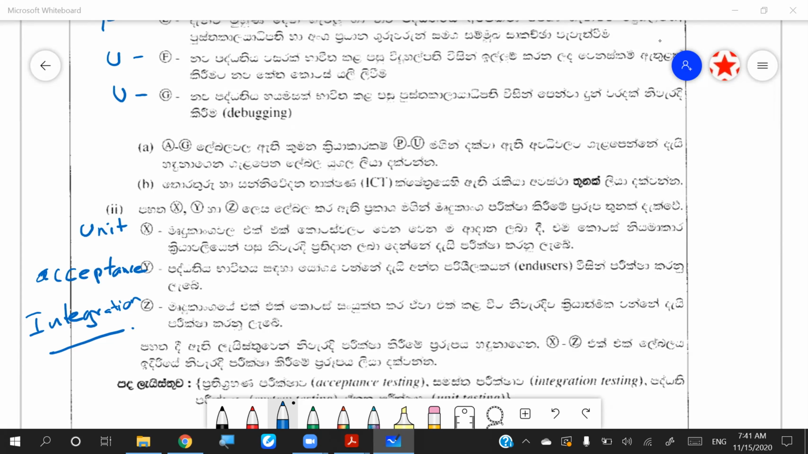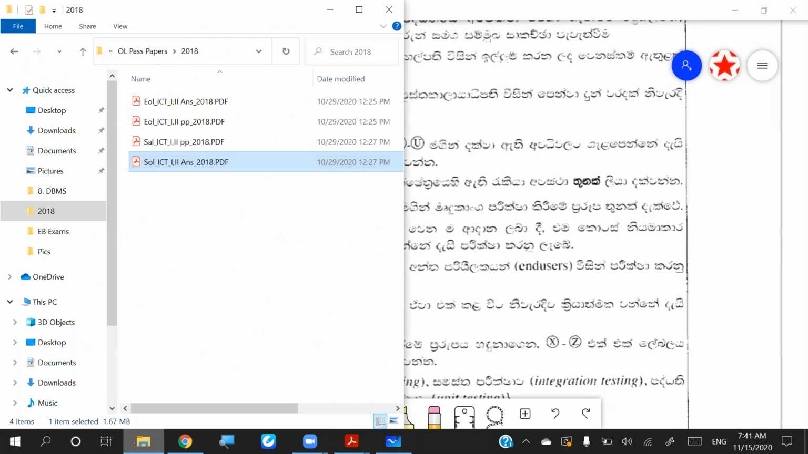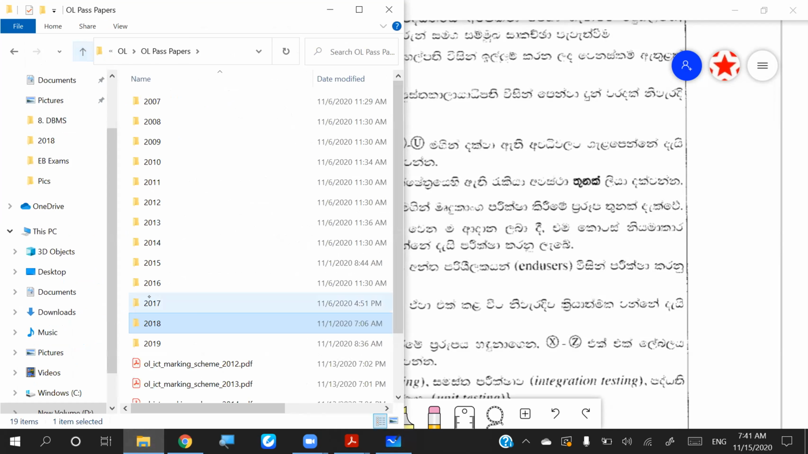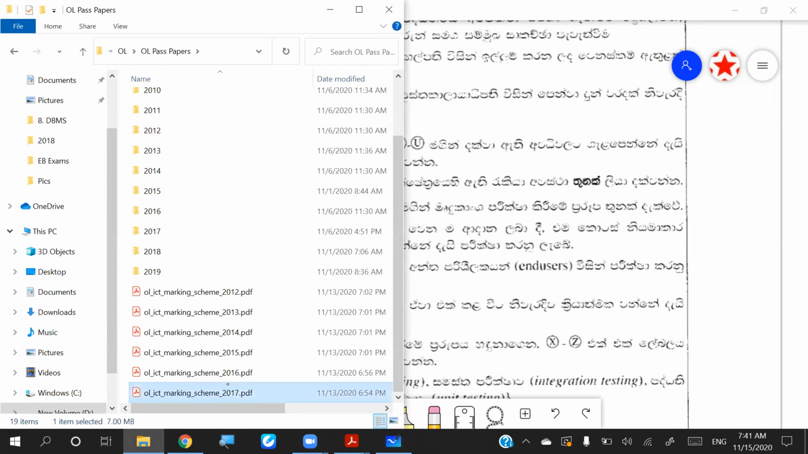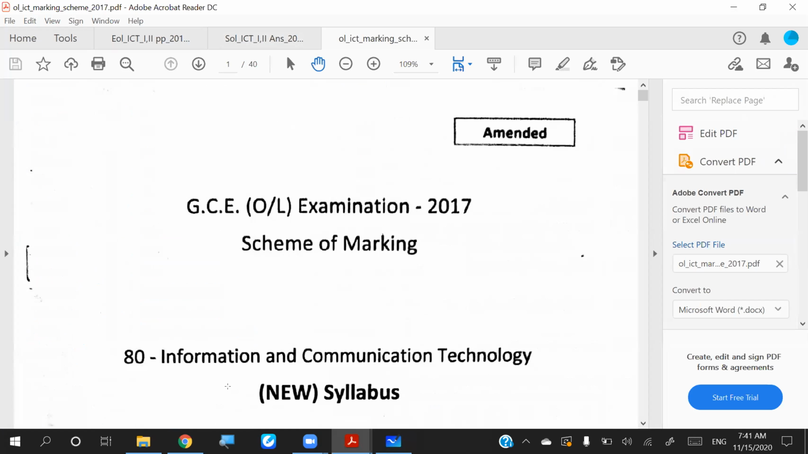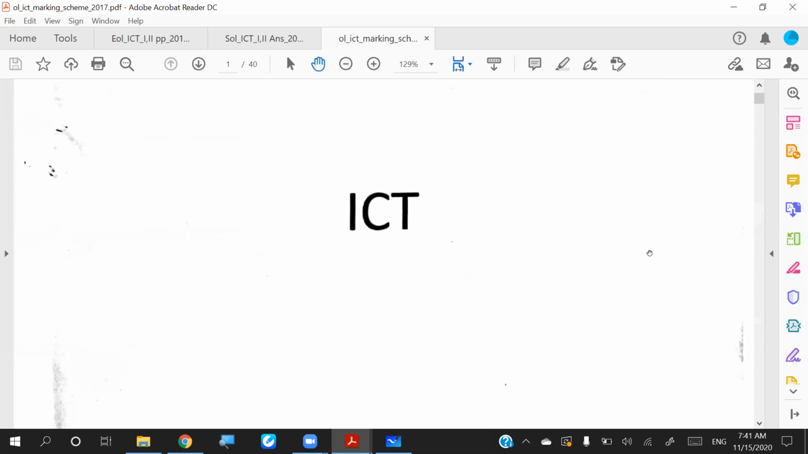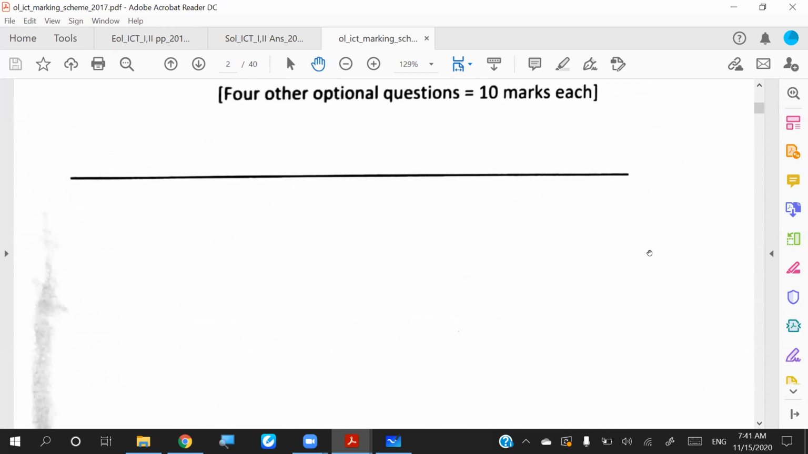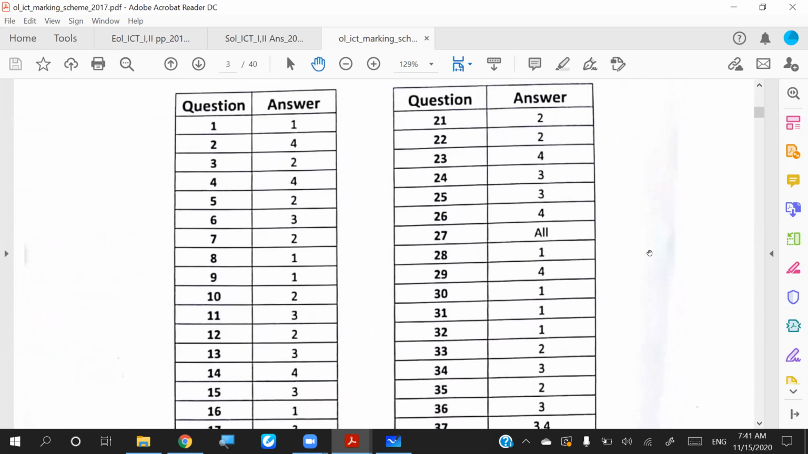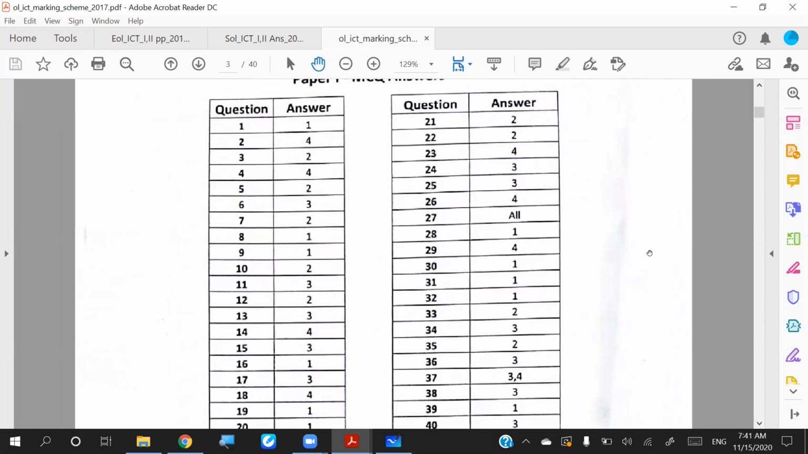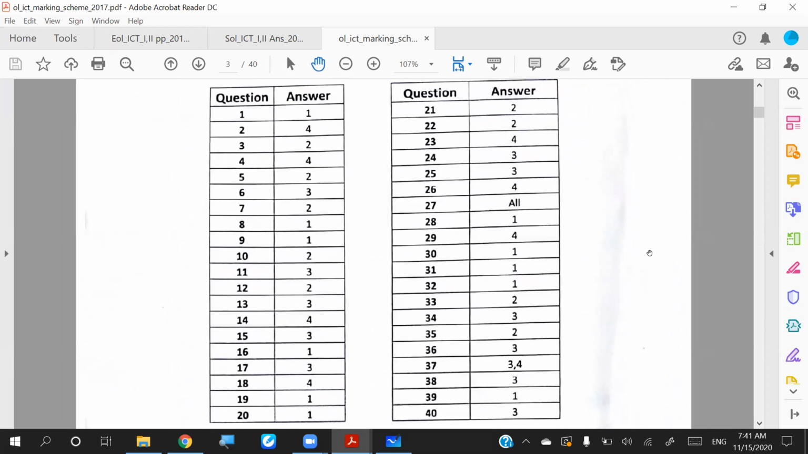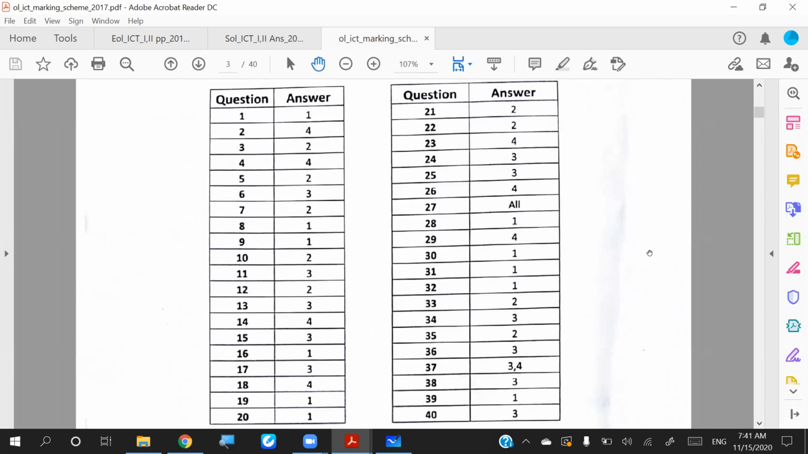Right, people, just send me the incorrect answers. I'll show you the marking scheme in case you don't have the marking scheme of 2017. Right, so this is the marking scheme of 2017. So mark it quickly and send me the incorrect answers. And the people who have marked it already, just send me the answers so I can make the grid.